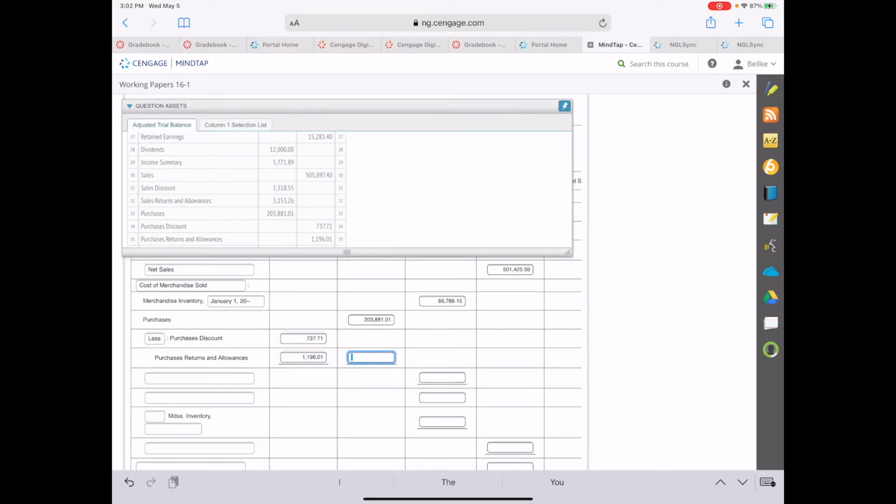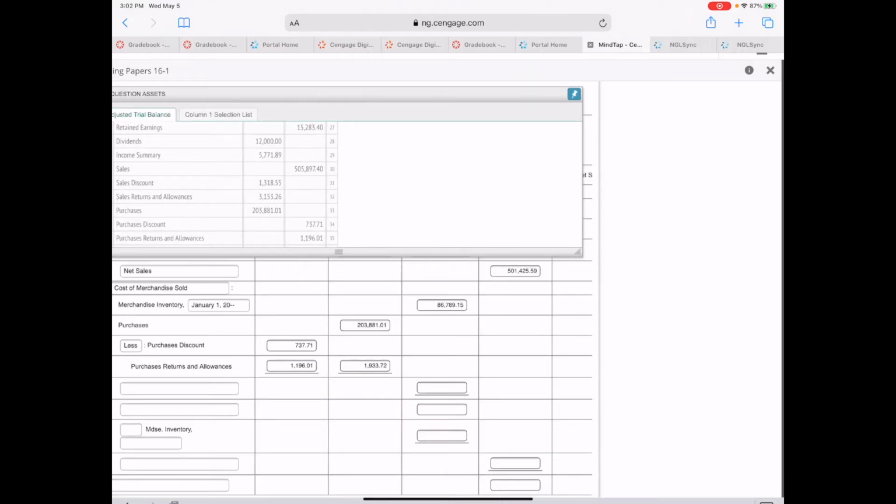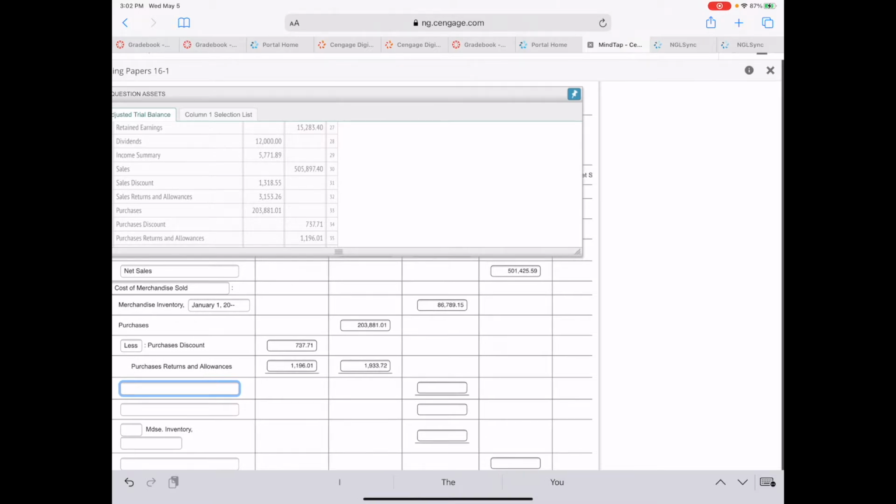Okay, you will add those two together. There's a line underneath there. We're going to add the two contra accounts together, and we come up with $1,933.72. Okay, and our next heading, after we figure that out, we have our net purchases. So our net purchases, we're going to take our purchases minus our two contra accounts, and we come up with $201,947.29.